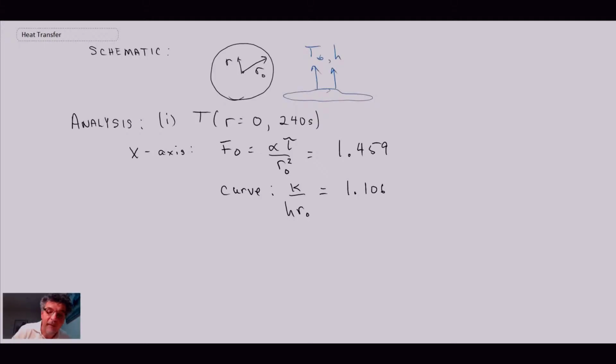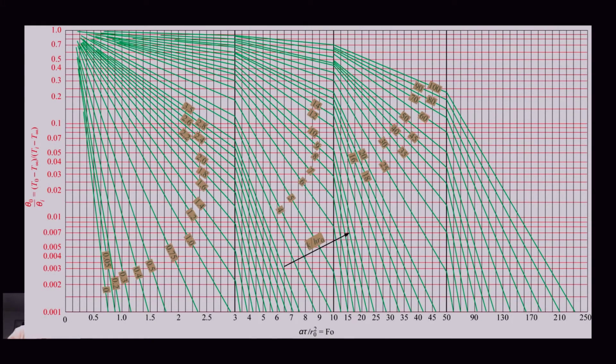Once we have them, we can go to our Heisler chart. So let's take a look at it. And here we are, a very busy chart, a lot of stuff going on, but it's not as bad as it might immediately look when you first see it. What we have here are our curves of k over h r naught. We have to find the appropriate curve, and we're dealing with 1.106. There is 1 and there's 1.2, so we're halfway between those two.